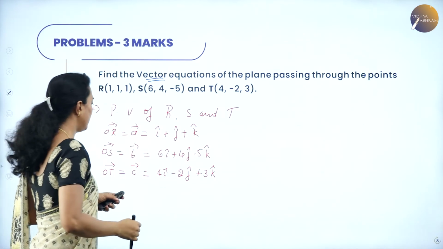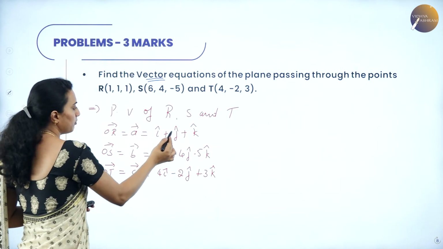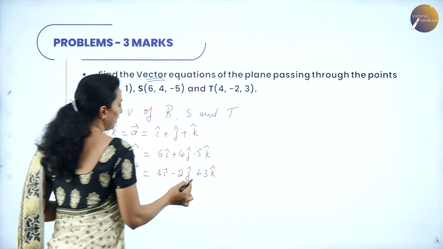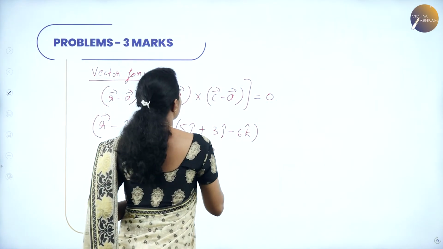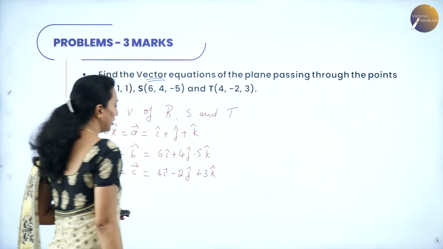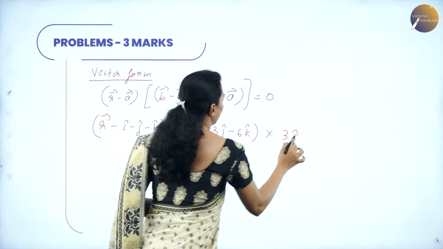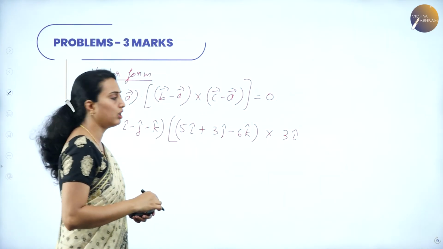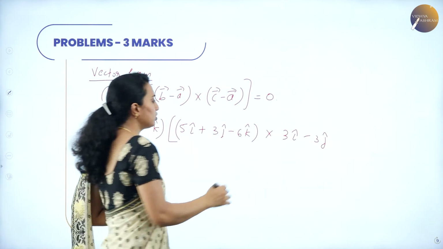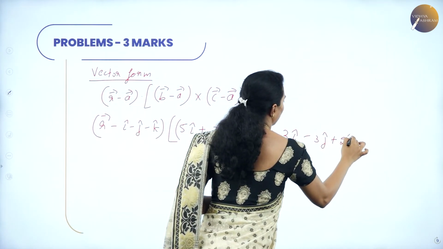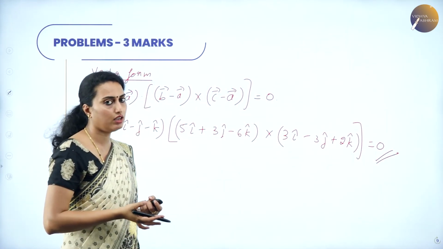Similarly, B vector minus A vector is 6i minus i, which is 5i, plus 4j minus j, which is 3j, and minus 5k minus k, which is minus 6k. This is B vector minus A vector, cross product with C vector minus A vector: 4i minus i is 3i, minus 2j minus j is minus 3j, and 3k minus k is 2k. This will be equal to 0. This is going to be known as the vector form.